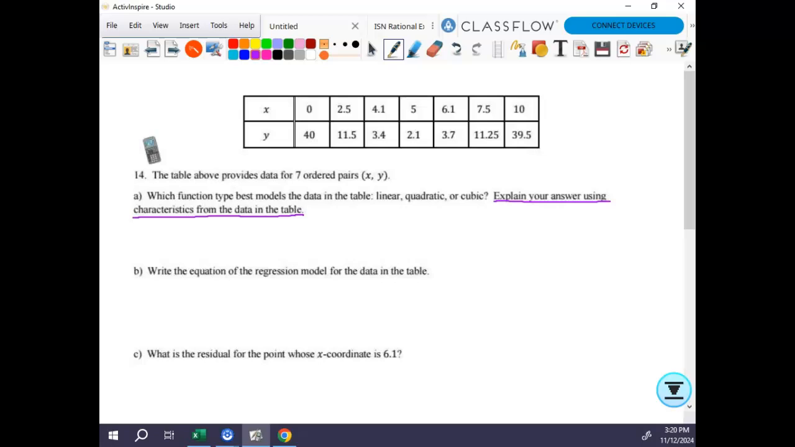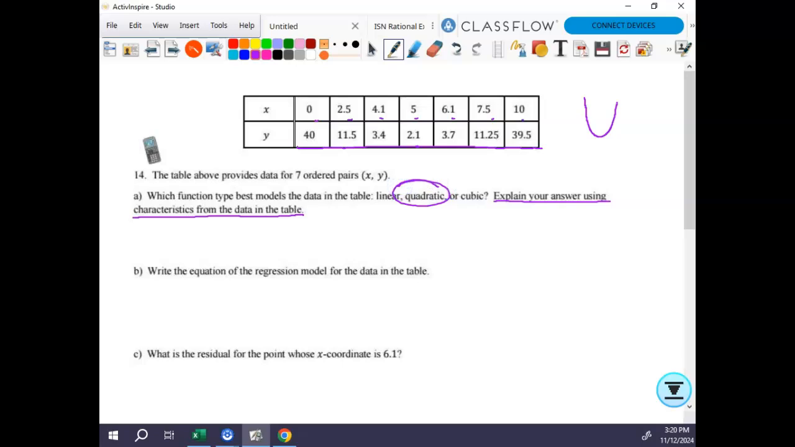Because if you do that and you type it in, you can say, oh, because that's what fit the best and does most. Like, that's not what they're asking. It says characteristics from the data in the table. We do not need a calculator for this. You should be able to answer this question without one. So we look at our x values. Our x values are clearly increasing the whole time, which is what we expect. My y values, we start off at 40. We decrease to like about 2.1, and then they start to increase again. So if my y values are decreasing and then increasing, that screams quadratic, right?